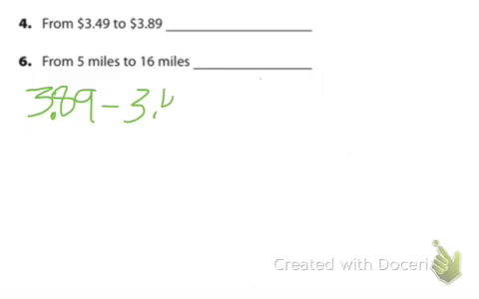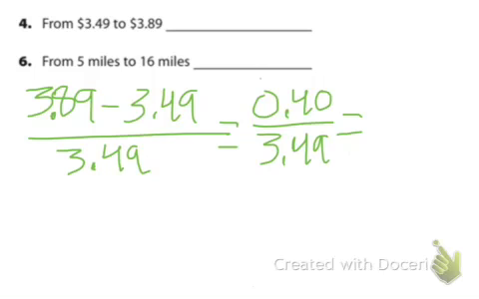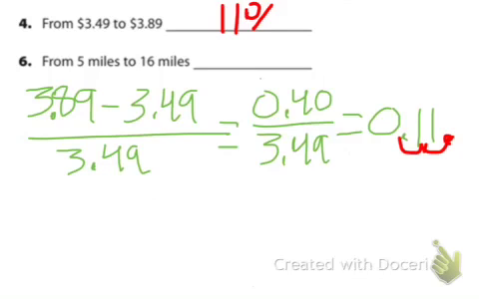389 minus 349, all over the original, which was 349. That's a change of 40 cents over 349, and we get 0.11, and to convert that to a percent, we have to move the decimal twice to the right. So for number 4, it increases by 11%.